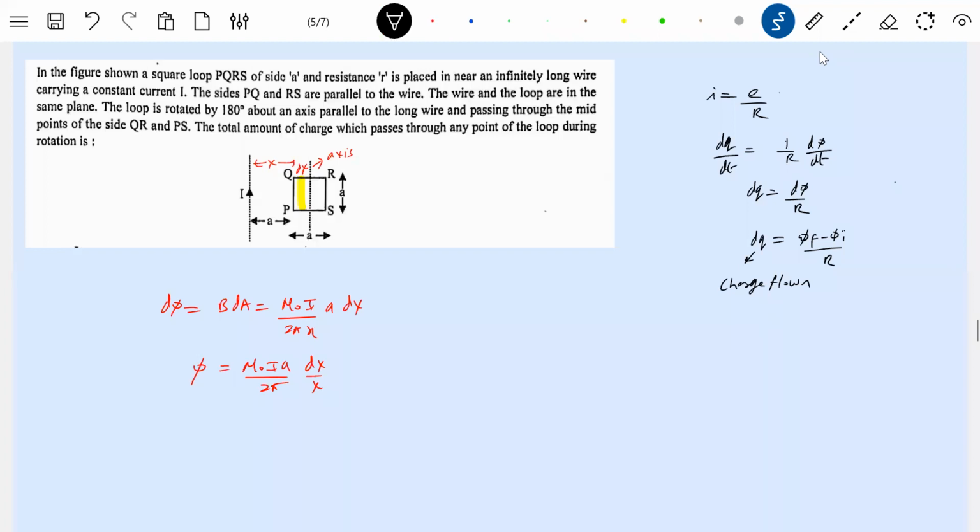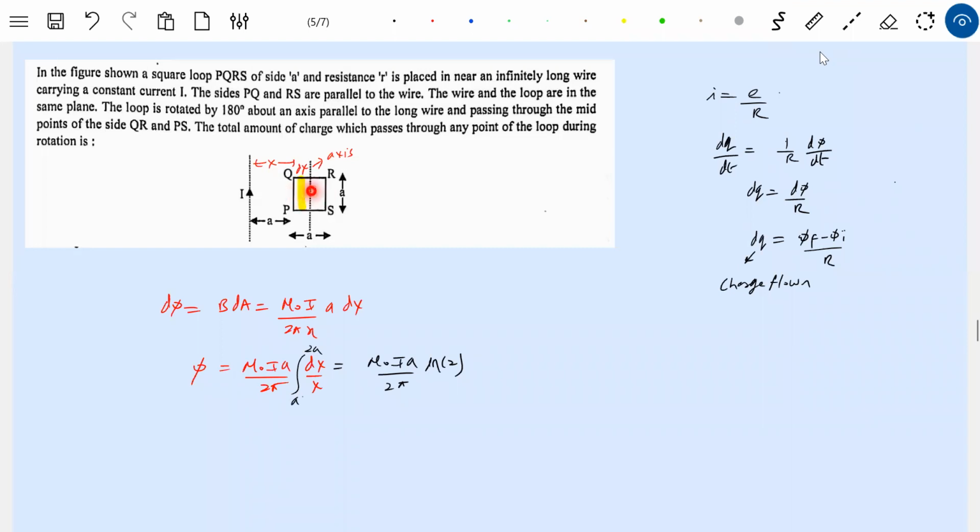First we'll calculate flux, then we'll see this. So this will become integral from a to 2a, giving μ₀Ia by 2π log 2. No, I'm not going to displace this loop. I'm going to only rotate the loop.